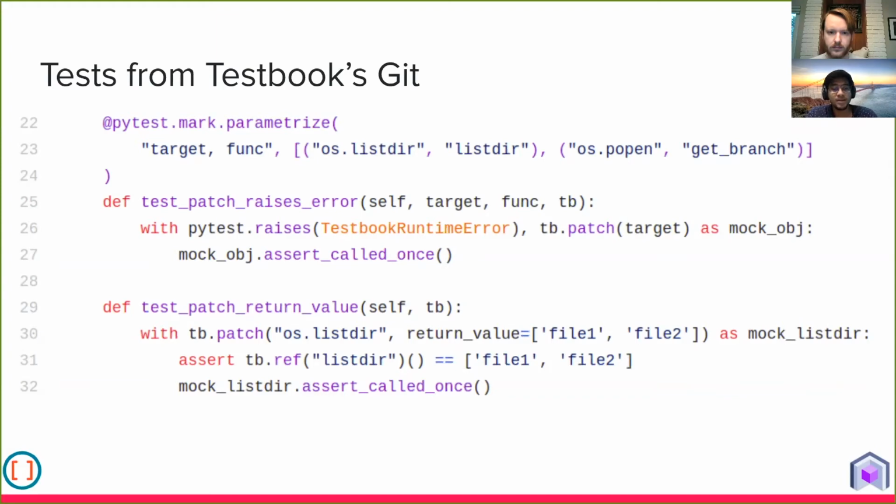And on line 29, you've got a function that patches the listdir function of the OS module, and we patch it to return a particular list, a fake list. When we assert the value after it was called, which is actually getting called in the notebook, we assert that it's equal to the list that we just passed in, and then we can also assert_called_once on the mock object that comes off of the patching context manager.